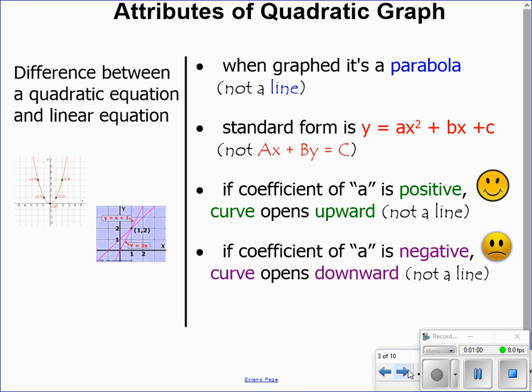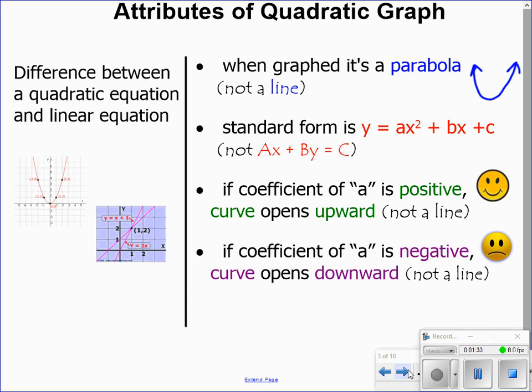When we're talking about quadratics, we're going to look at the difference between quadratic equations versus linear. When we talk about a quadratic equation, when we graph it, we're going to end up with what's known as a parabola. This is that U shape that we see. So when we're looking at a quadratic, we get this U shape, versus when we graph a linear, we get a line. The standard form for a quadratic formula is y equals ax squared plus bx plus c, whereas in linear, it's ax plus by equals c.